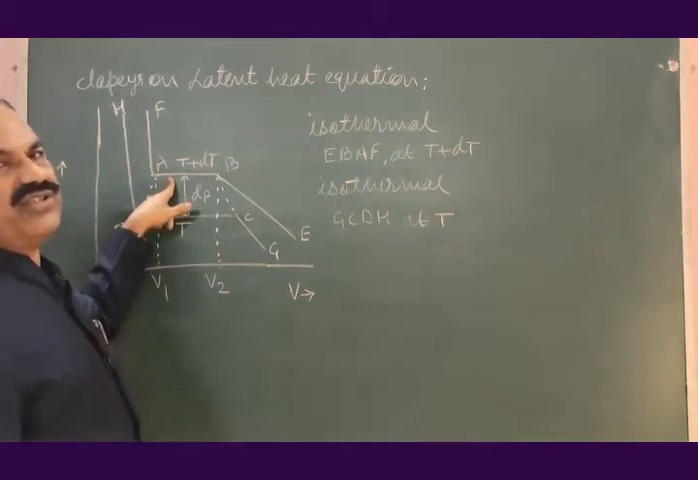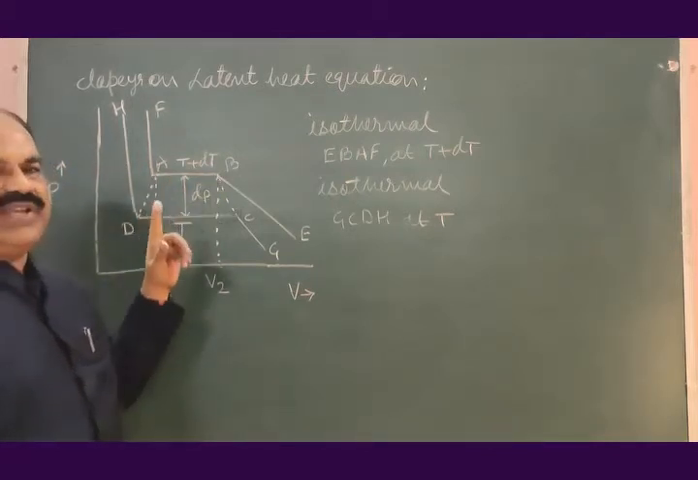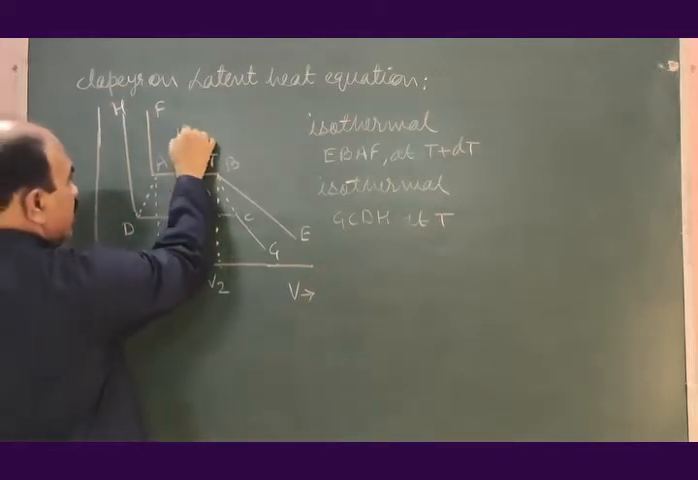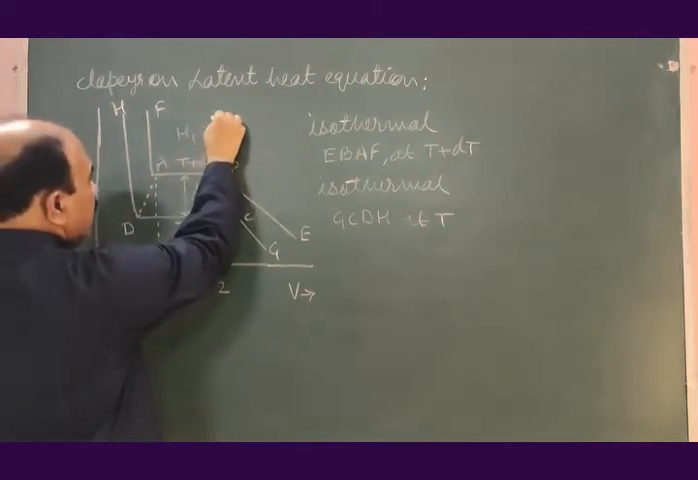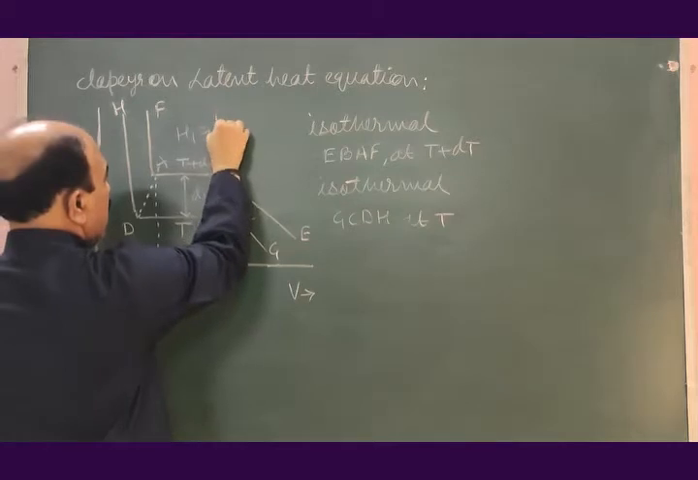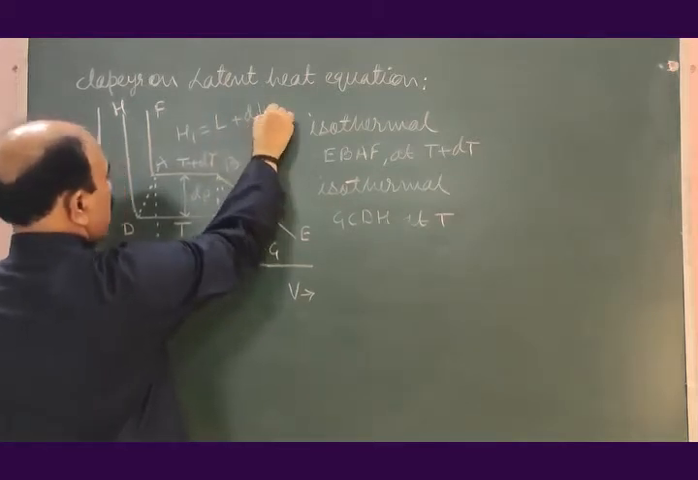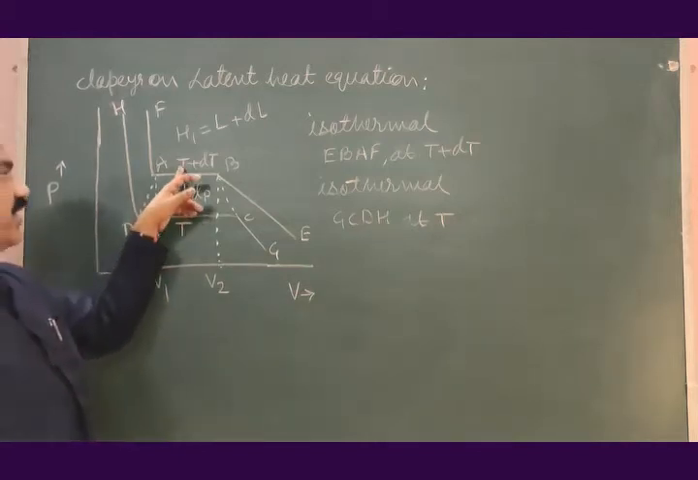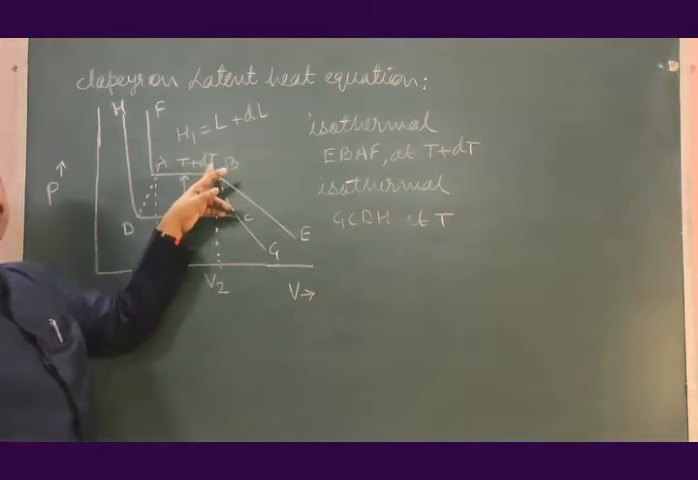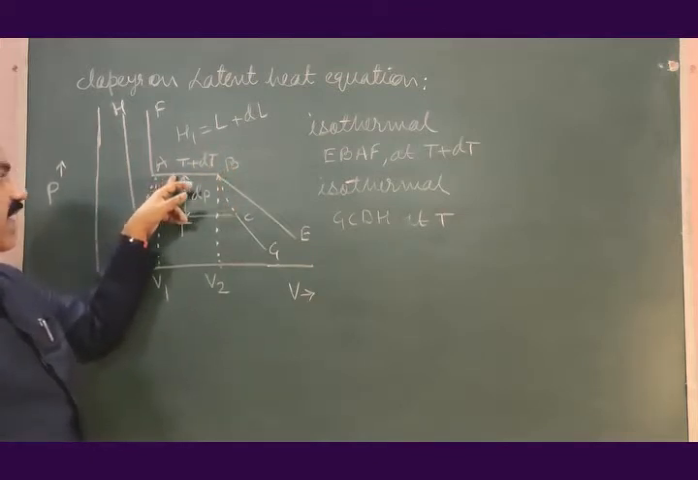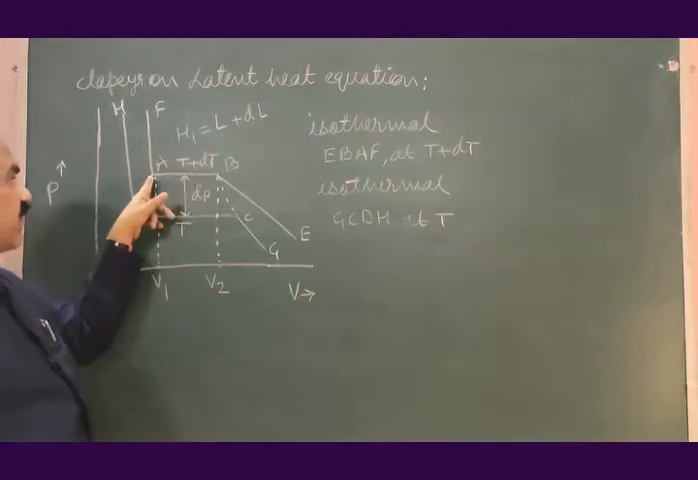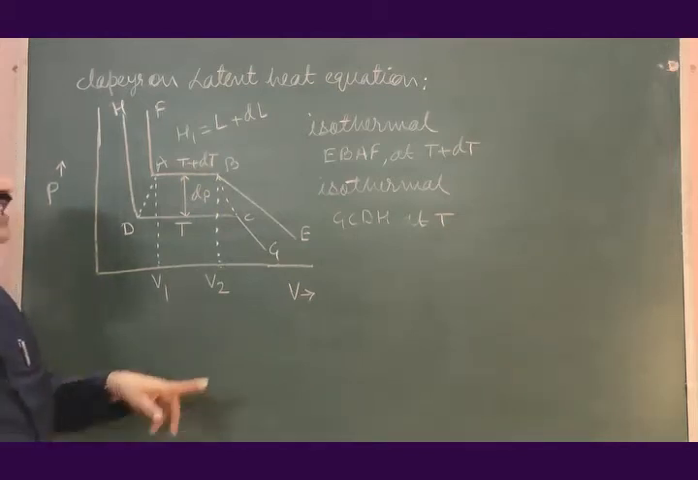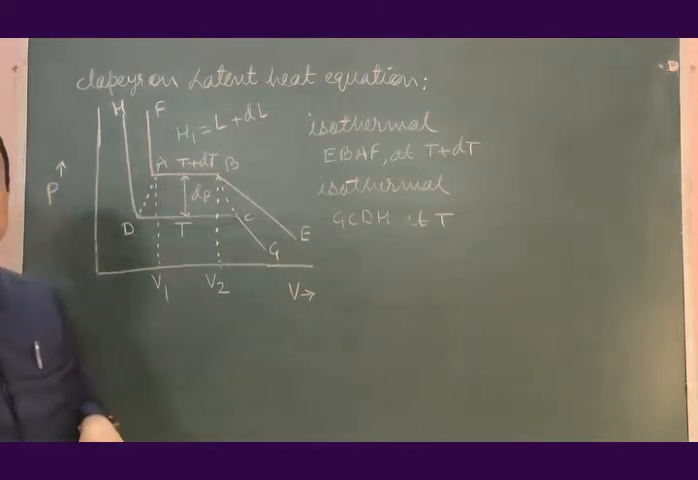Temperature is constant for A to B, so it is an isothermal process. Heat energy equal to H1, that may be L plus DL corresponding to T plus dt, is received by the working substance from A to B at constant temperature T plus dt, so it is an isothermal process.